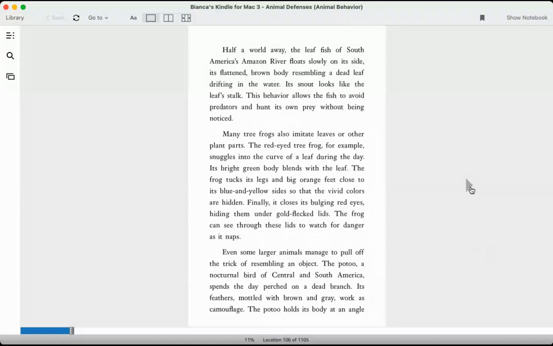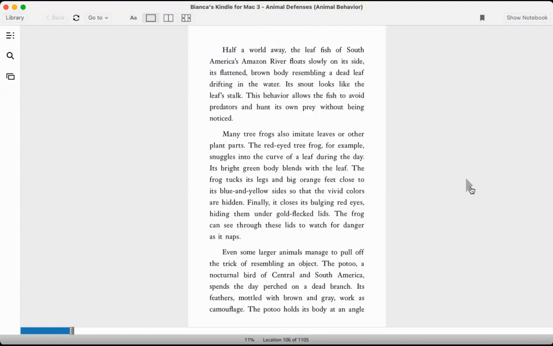Half a world away, the leaf fish of South America's Amazon River floats slowly on its side, its flattened brown body resembling a dead leaf drifting in the water. Its snout looks like the leaf stalk. This behavior allows the fish to avoid predators and hunt its own prey without being noticed.